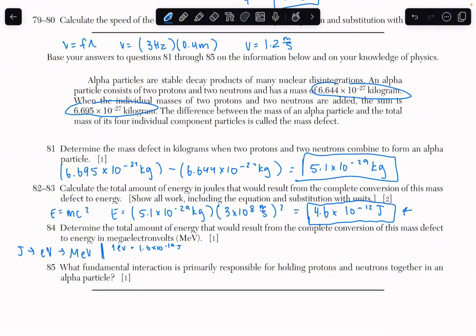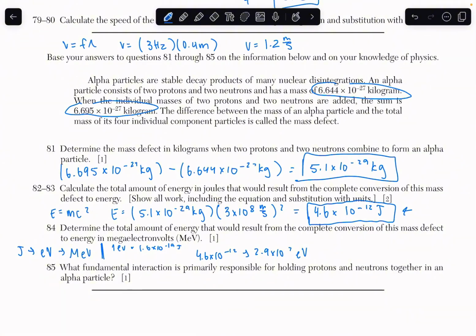So if we do 4.6 times 10 to the negative 12th divided by 1.6 times 10 to the negative 19th, we're going to get 2.9 times 10 to the 7th eV. It went from a negative exponent to a positive exponent, showing how much bigger a joule is than an eV. Since an eV is smaller, there's going to be more of it.